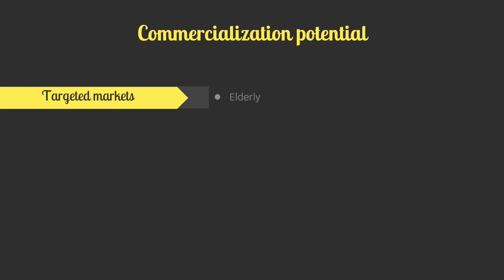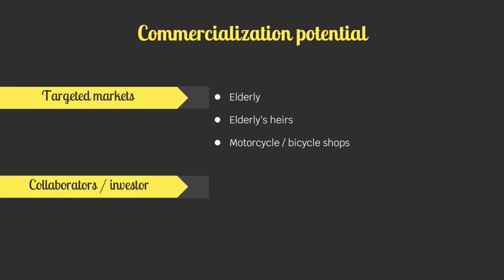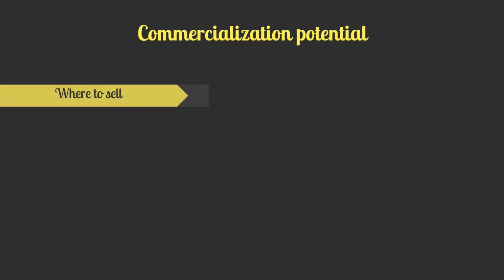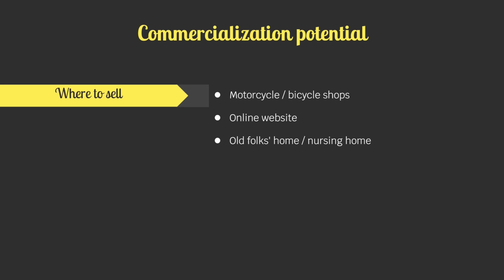Commercialization potential. Targeted markets are the elderly, their heirs, and also motorcycle or bicycle shops, as this project is mainly focused on the elderly's safety. Potential collaborators or investors are the government, vehicle or motorcycle companies, and elderly society. By collaborating with them, we can promote a safe and healthy lifestyle for people, especially the elderly. We would like to sell the Smart Biker at motorcycle or bicycle shops, online websites, and old folks homes or nursing homes. We believe that these places can sell this bicycle well.